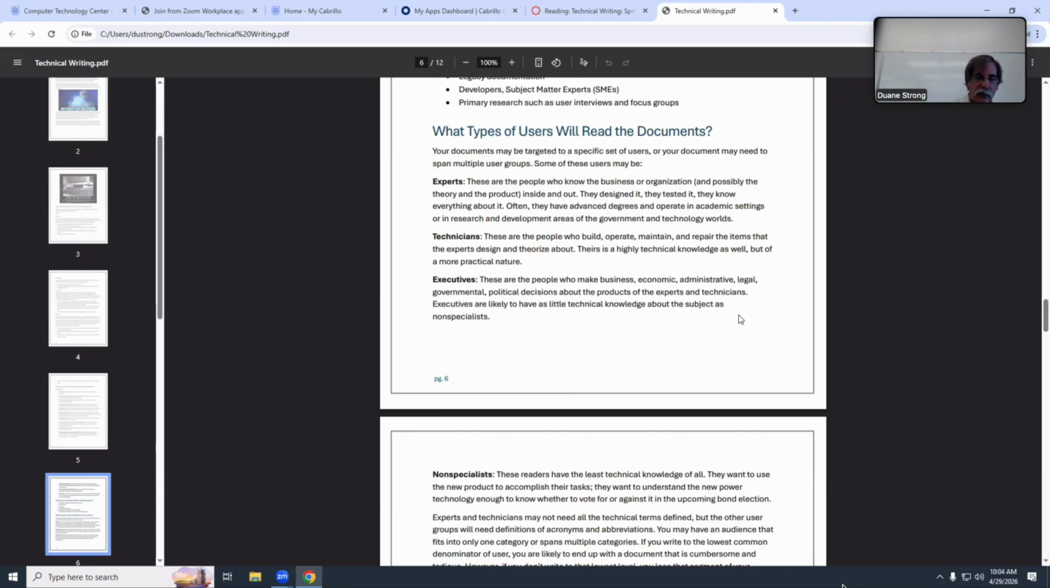And then we have the executives. So these are the people that are going to be making the business and economic decisions. Could be political about the products. The experts and technicians are. And they usually don't have a lot of technical knowledge. I mean, sometimes the executives are also like PhDs or whatever, but most of the time, no. And so they're going to be pretty much similar in terms of what they understand to the non-specialists that we're going to talk about in a second.